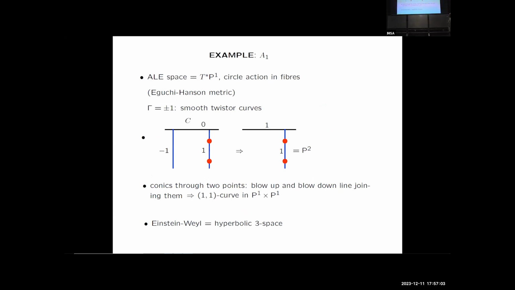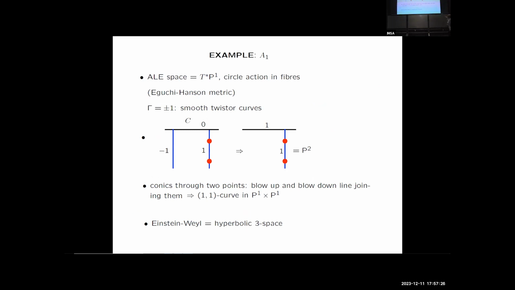So here's the first example, A1. This is where the ALE space is the cotangent bundle of P1. The resolution of the singularity is just the zero section of the cotangent bundle of P1. This even predates Gibbons and Hawking. It's called the Eguchi-Hanson metric.